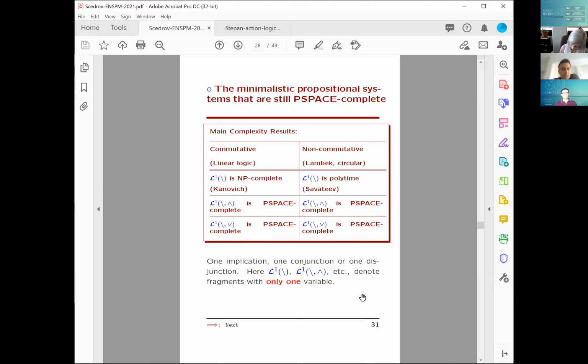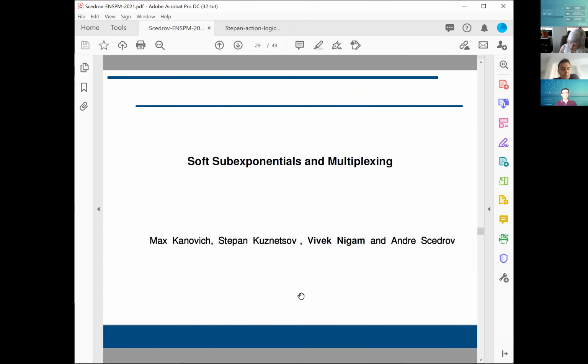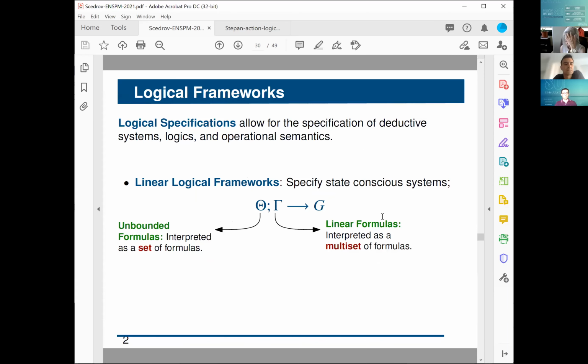And by the way, we know how to make versions of these results that have only one propositional variable involved. Okay. No more. All right. I don't have much time left, but I wanted to mention a little bit about the work we did more recently, the three of us with Vivek Nigam, about so-called soft sub-exponentials. It's a chapter in logical frameworks, which are used as specifications of deductive systems, logic, and operational semantics. As we speak, there is a special session going on at CADE about logical frameworks, but that's such is life. In particular, we're interested in linear logical frameworks, which specify state-conscious systems.